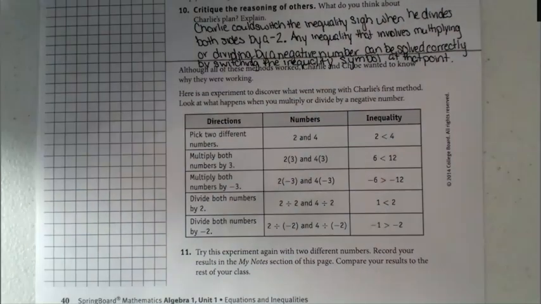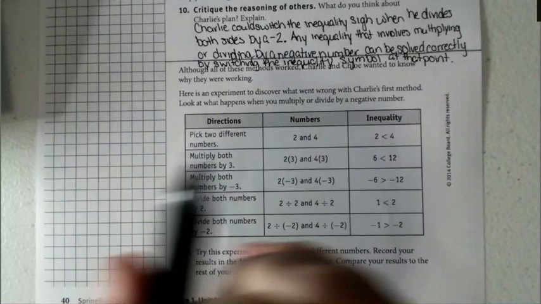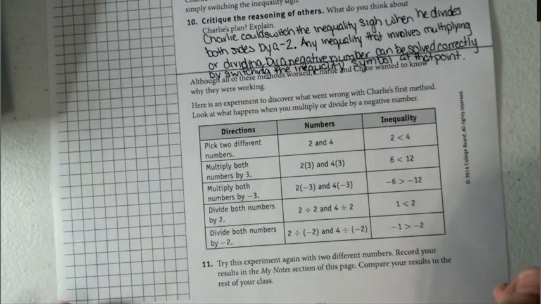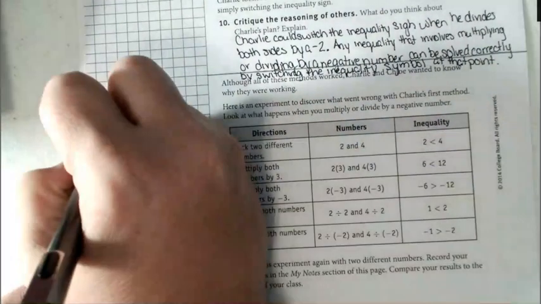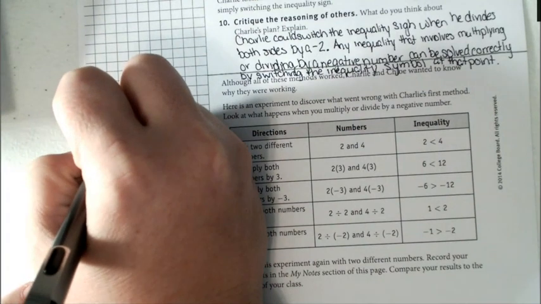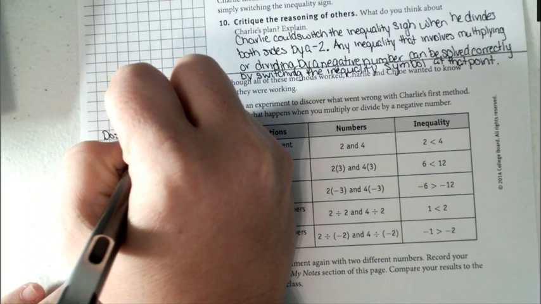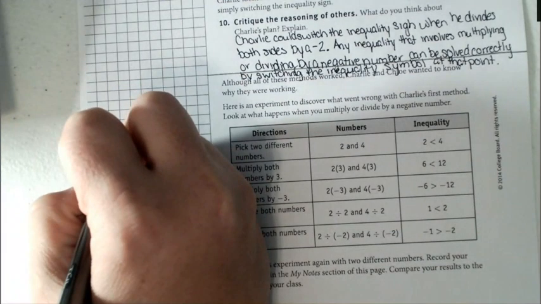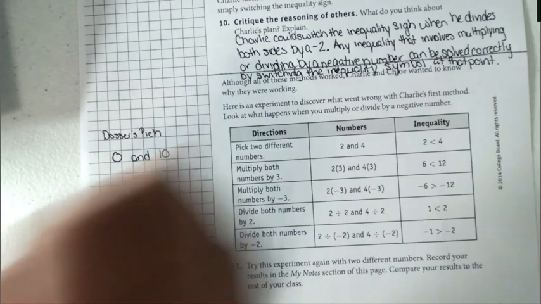It says try this experiment again with two different numbers and record your results in the My Notes section of this page. Compare your results to the rest of the class. So I'm going to do an example over here, and I'm going to pick the numbers 0 and 10. Okay.